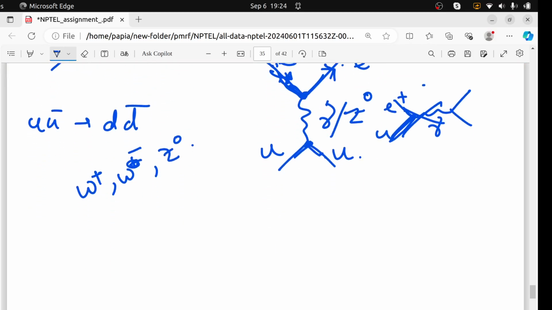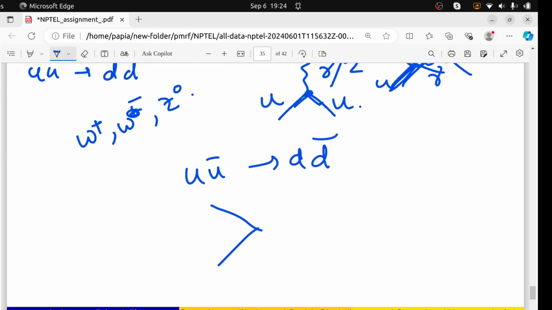Okay, now coming to u-bar going to d-bar. For this case, I can write one Feynman diagram. If I write here u-bar, whatever the charge 2/3 is, that will be minus 2/3. So this can be governed by gamma, and then it is d-bar. Is it fine? Because this is minus 1/3, this is plus 1/3, so this vertex does not have any problem. That can be done. Again, it can also be done by Z0.